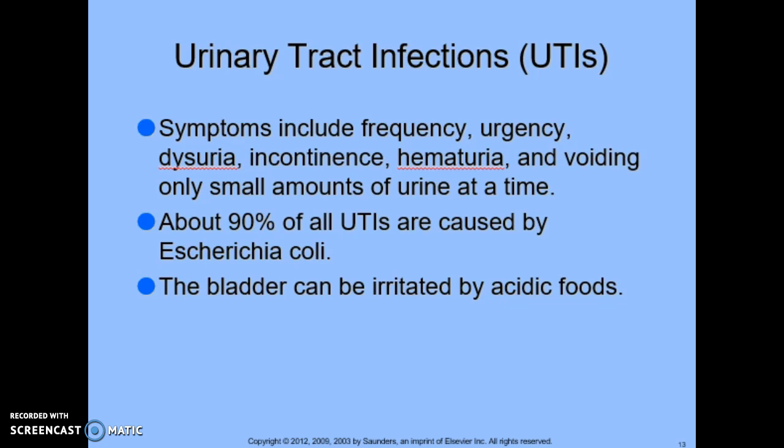So urinary tract infections, UTIs. Symptoms include frequency, urgency, dysuria, incontinence, hematuria, and voiding only small amounts of urine at a time. About 90% of all UTIs are caused by Escherichia coli, and the bladder can be irritated by acidic foods. Urinary tract infections are the most common bacterial infections reported in the United States.